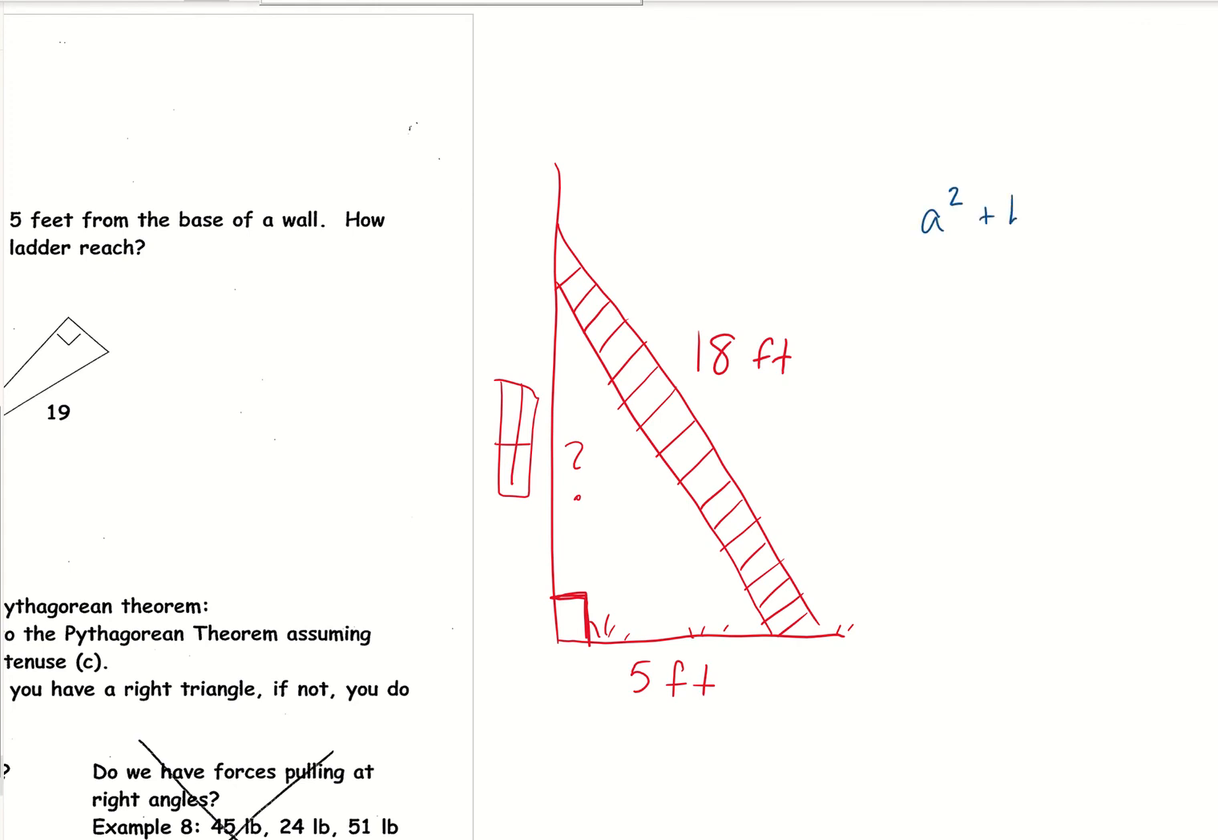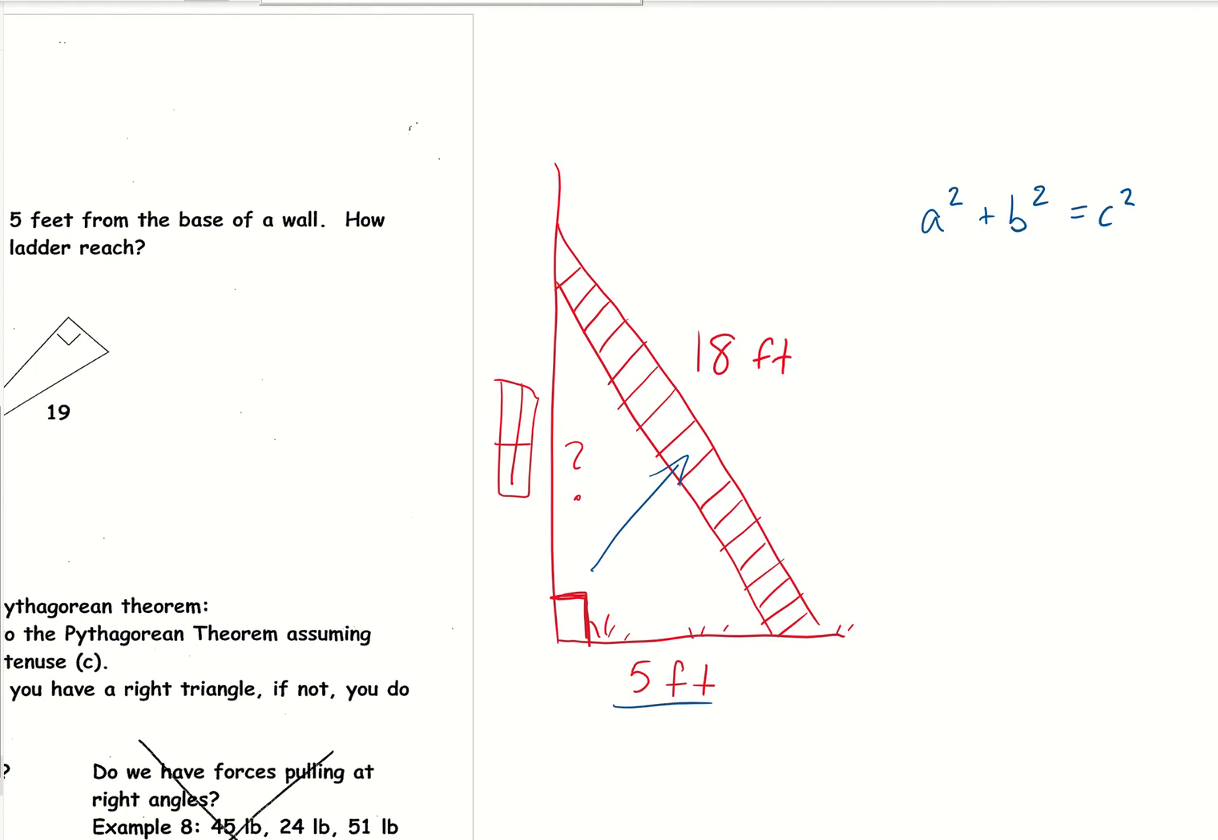So we use a squared plus b squared equals c squared. Okay. We know that the ladder has to be the hypotenuse, and the reason for that is it's opposite from the right angle. It's also the diagonal side. Okay, so there's a couple things telling us that.